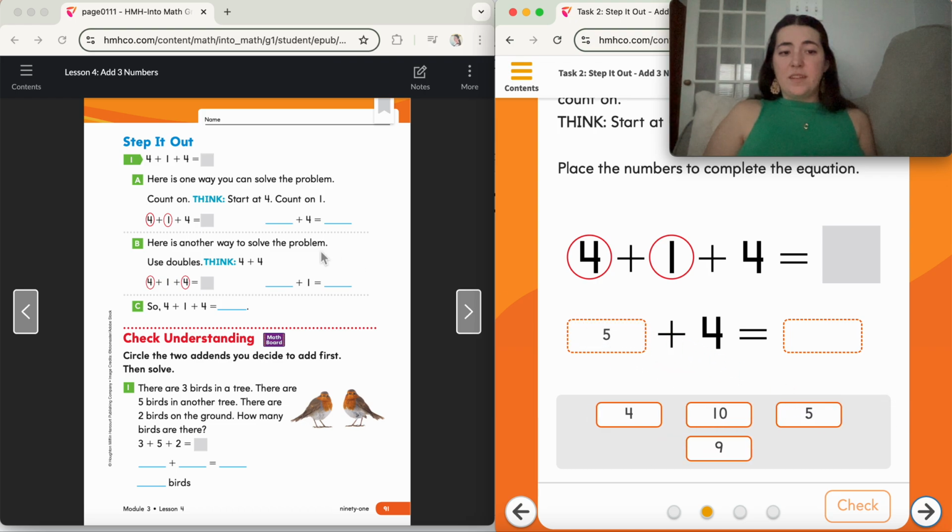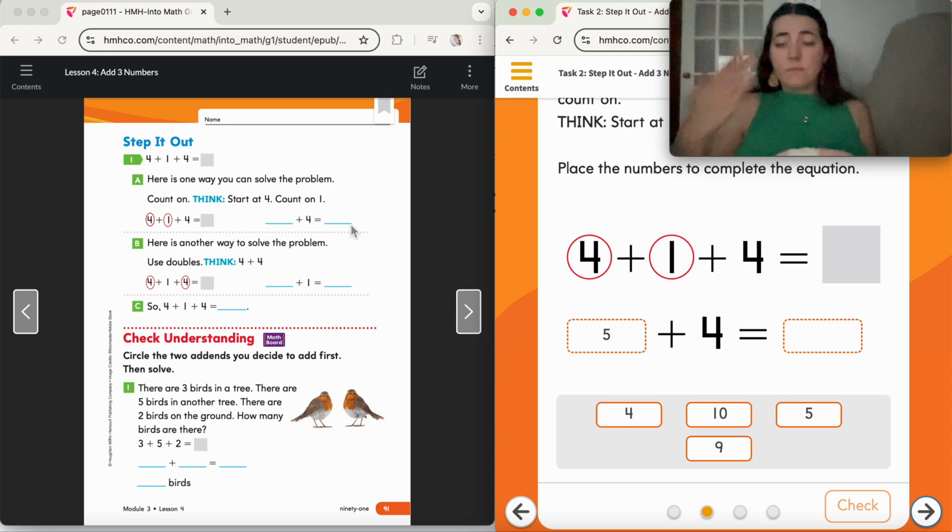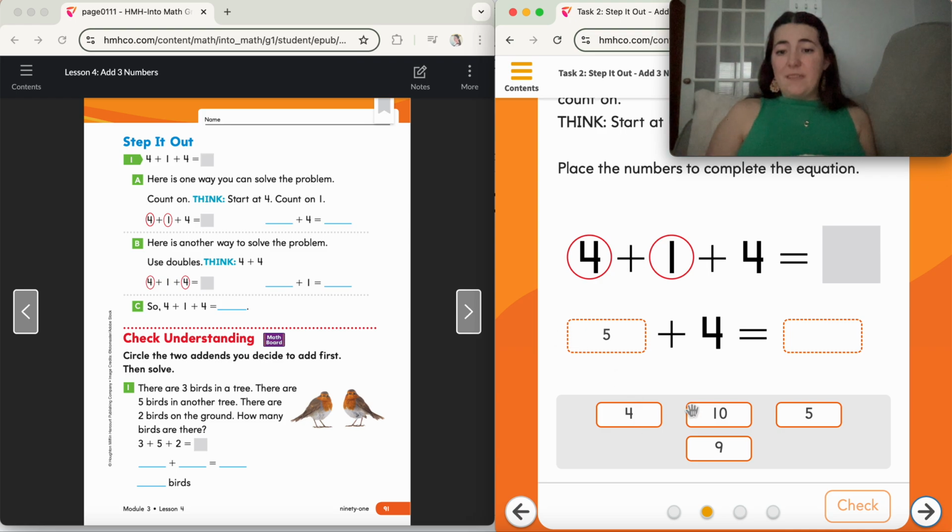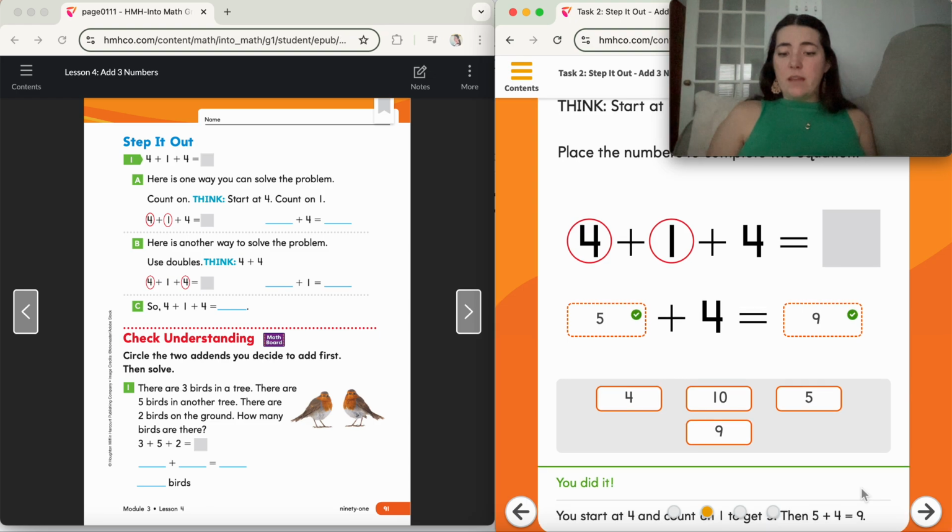5. So 5. And then 5 plus 4 equals? 5 plus 4 equals 4, 10, 5, or 9. 5 plus 4 equals 9. Very good. So a 9 would go there. 5 plus 4 equals 9. Just like there, you should look like right here. I'm going to check my work, make sure I did it right.